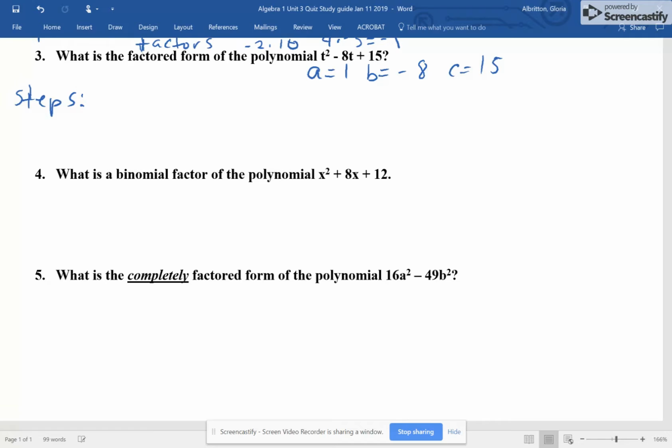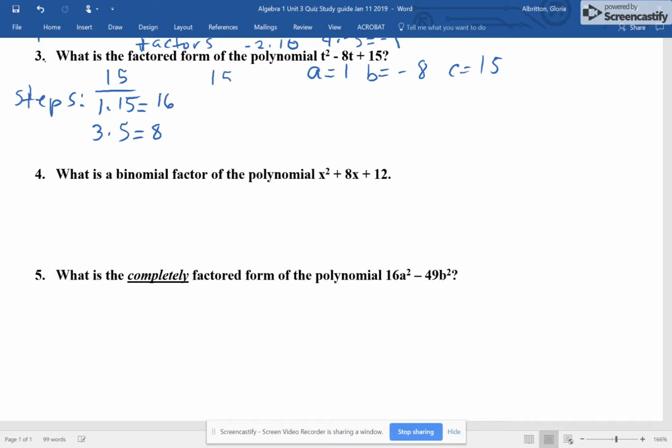Remember, step 1, you're going to list the factors of your C value, which is 15. So we've got 1 times 15, 3 times 5. Step 2, you need to find the factor pair, one of these pairs that adds up to the B value. And in this case, the B value is -8. However, when I add 1 and 15, I get 16. When I add 3 and 5, I get +8. I need -8. So how can I fix that?